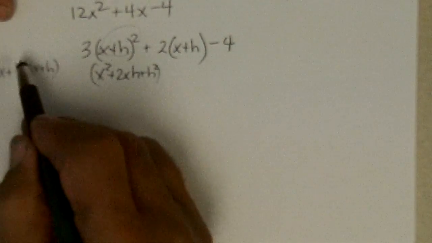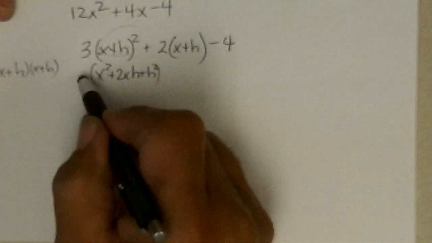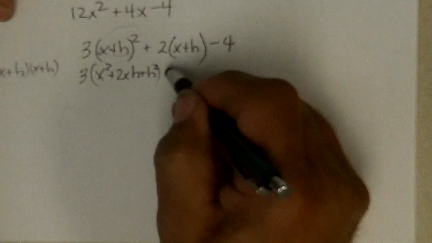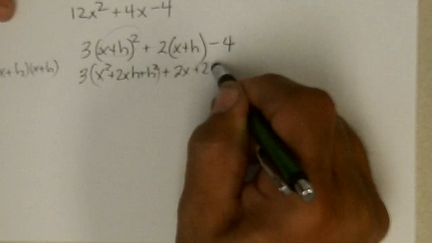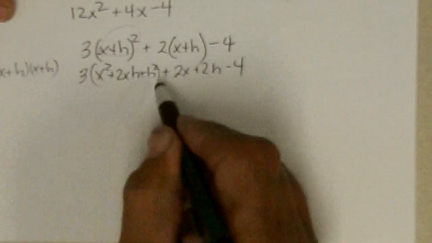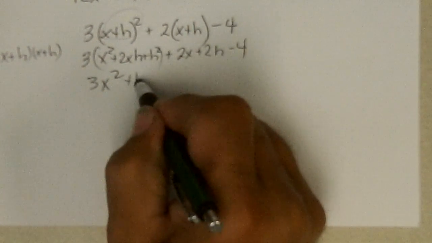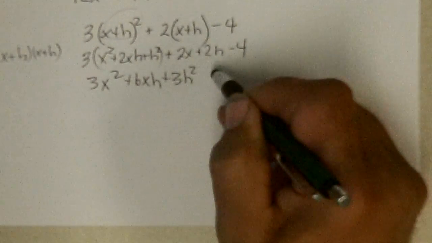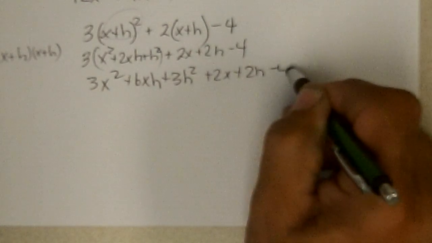Then take x times h, h times x, h times h. You get that. And then that's times 3. You have to square before you multiply by the 3. Plus 2x plus 2h minus 4. This becomes 3x squared plus 6xh plus 3h squared plus 2x plus 2h minus 4.